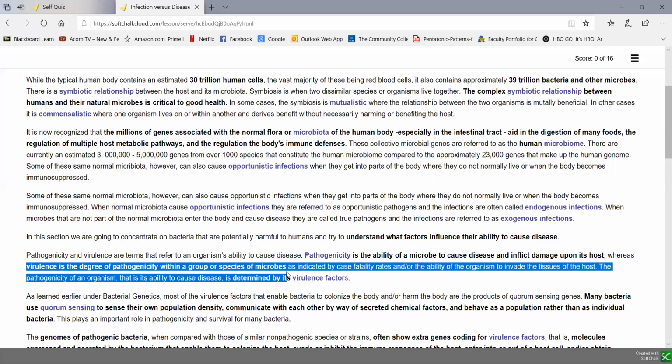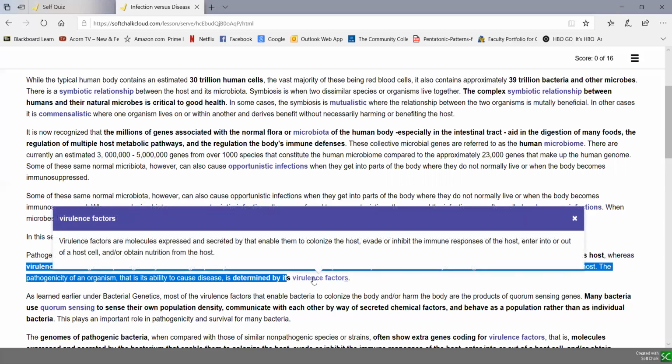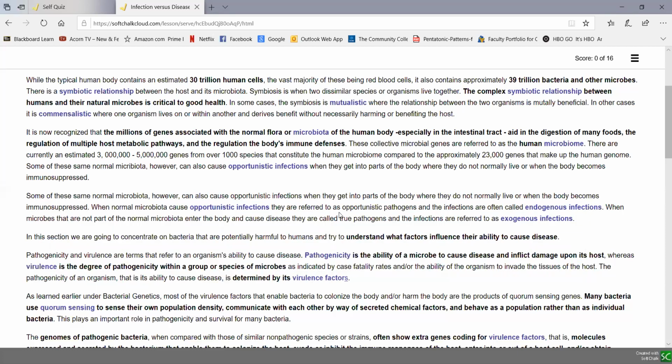So pathogenicity, again, is simply the ability of an organism to cause a disease or inflict damage on the host. And this is often due to virulence factors that it produces. And virulence factors are molecules expressed and secreted by microbes that enable them to colonize the host, that is, to establish themselves within the host, evade or inhibit immune responses of the host, so they're not removed, enter into or out of cells, and or obtain nutrients from the host. And virulence, again, is the degree of pathogenicity.